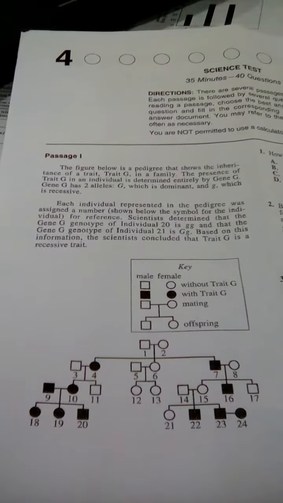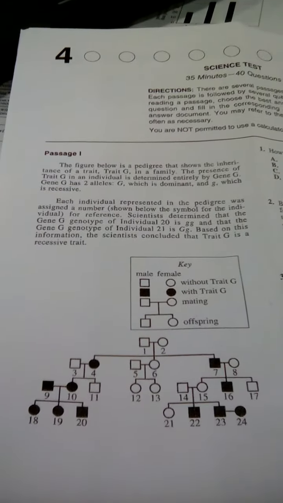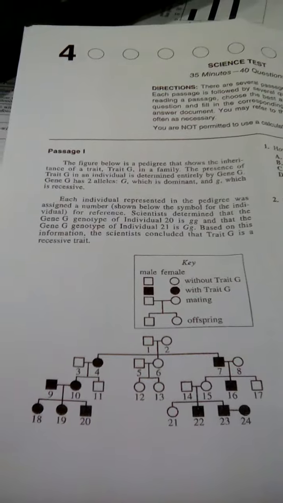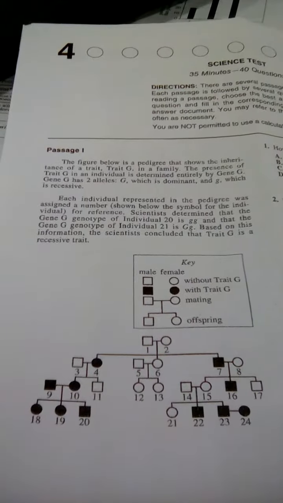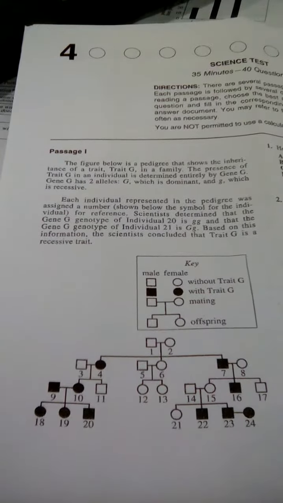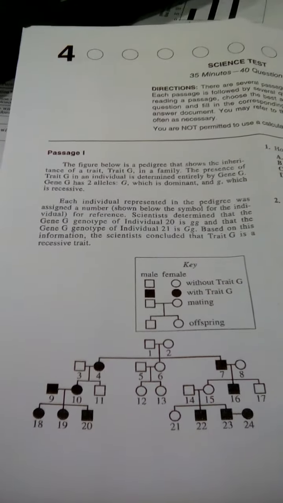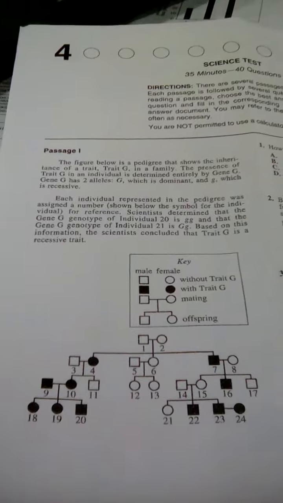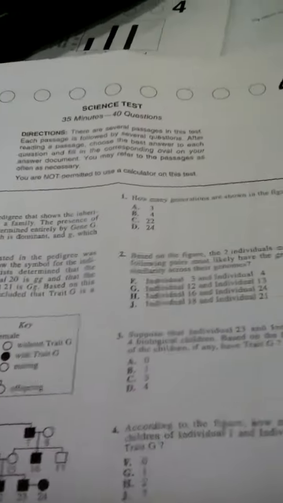So we have here 1, 2 first generation, 3, 4, 5, 6, 7, 8 second generation, third generation, 9, 10, 11, 12, 13, 14, 15, 16, 17, and of course fourth generation, 18, 19, 20, 21, 22, 23, 24. Okay, let's look at what our problems would be.